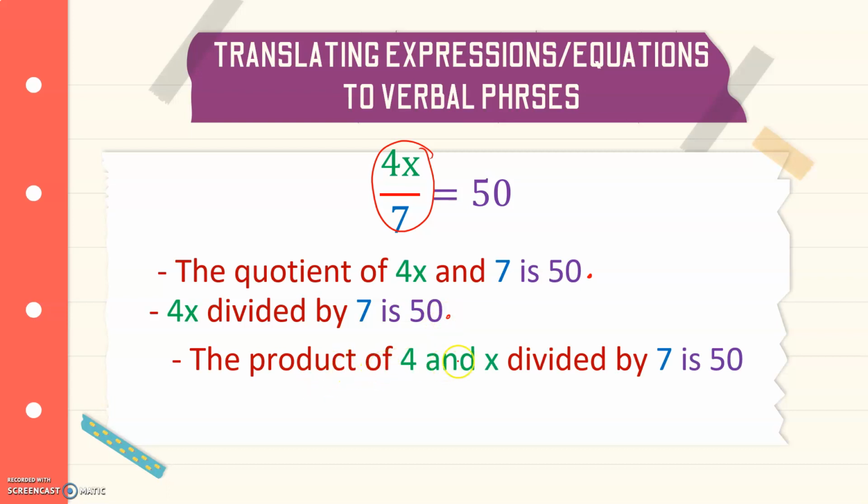Or the product of 4 and x divided by 7 is 50. Okay, so it's important to say that it's the product of 4 and x before you divide it by 7, so that it would mean that you have to multiply first 4 and x, because if you just simply say 4 times x divided by 7, it could mean 4 times x divided by 7, like this one. So it should be the product of 4 and x to make sure that you will multiply 4 and x first before you divide by 7. So it will be 4x, then divide 7.